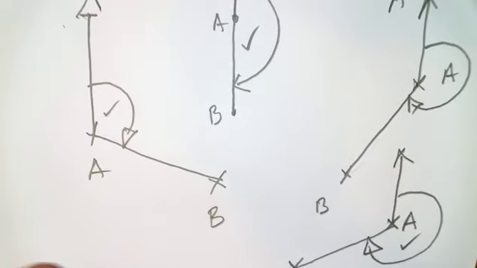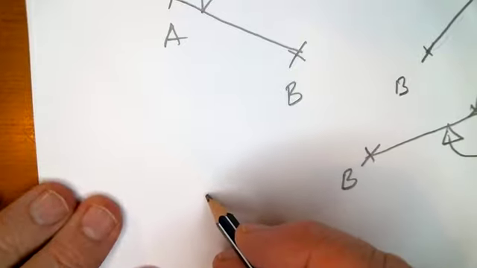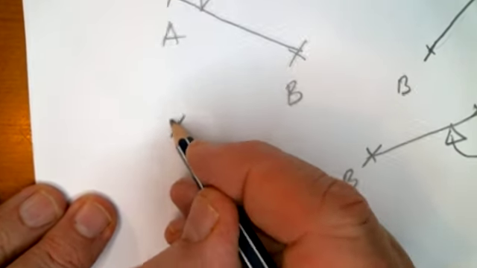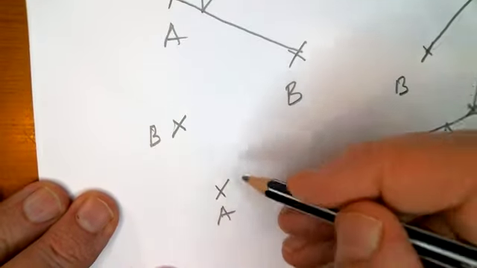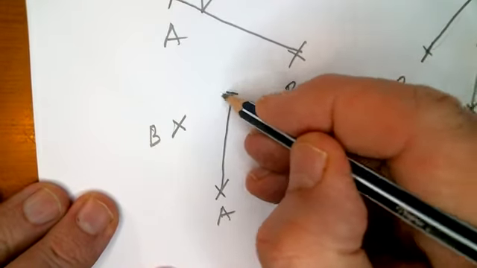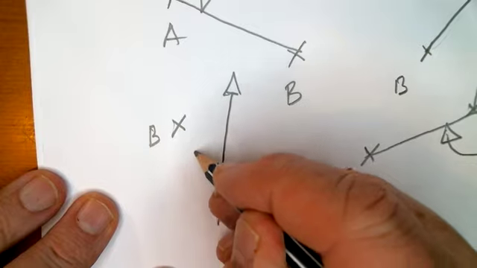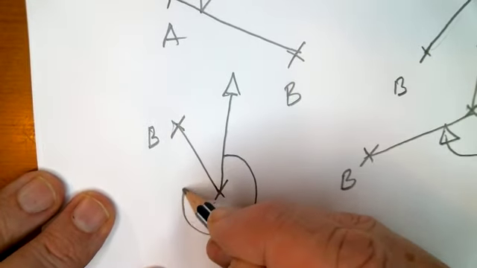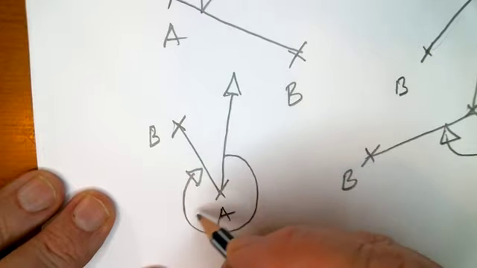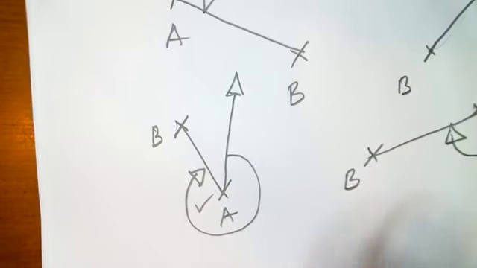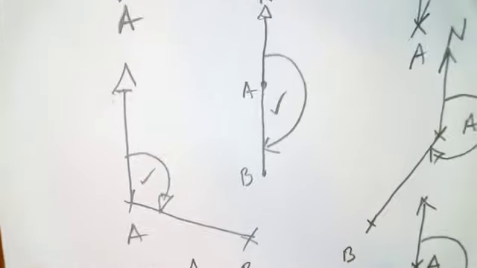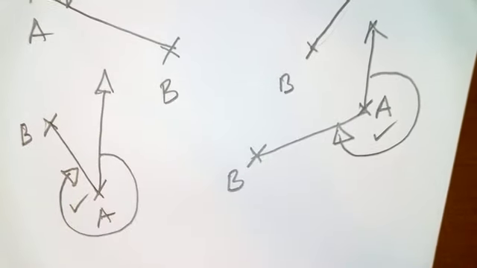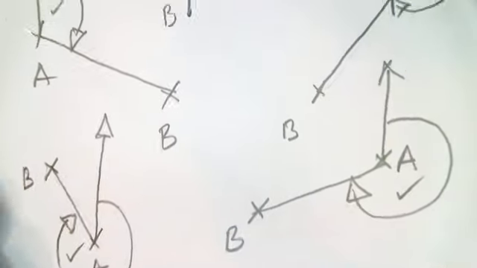What if A was here and B was here? So I start at A, make a north, draw a line from A to B as I did before, and work my way around from A all the way around until I get to the other line. This angle here is the bearing. So whichever I do, I start at A and work my way around until I get to the other line. So let's have a look at a couple more of those.